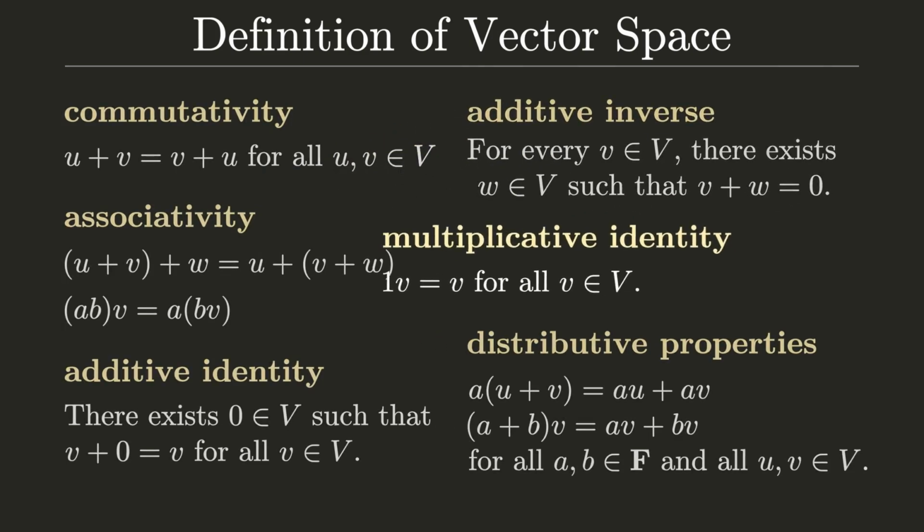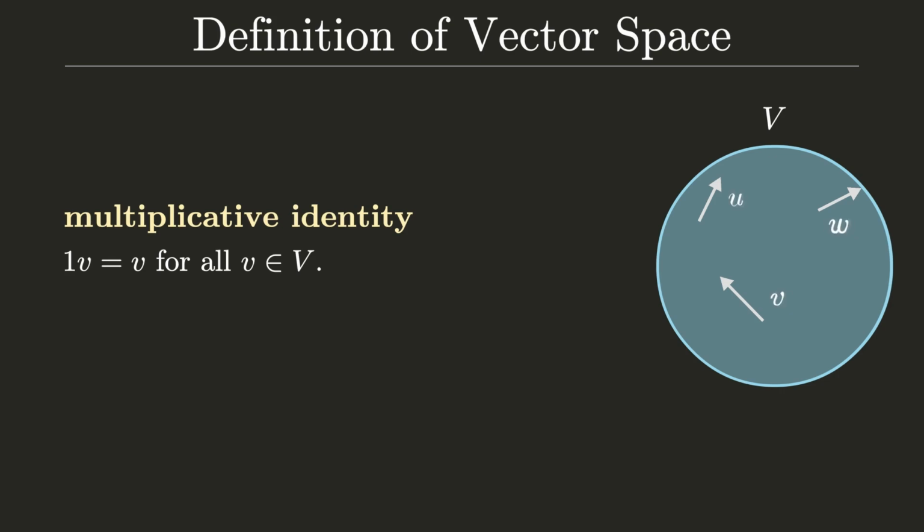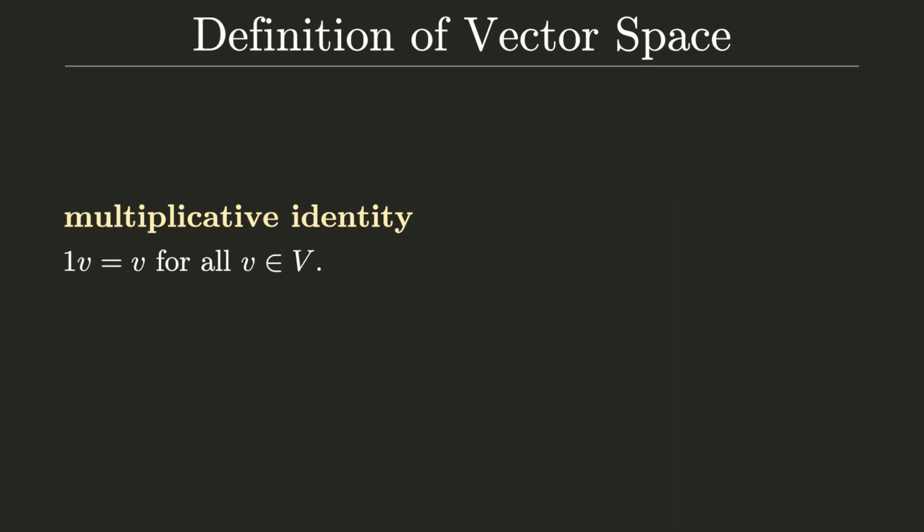The next one is multiplicative identity. It means that if we take the multiplicative identity from F, in the case of R or C, it's just 1, and multiply any vector in V by it, it doesn't change the original vector.